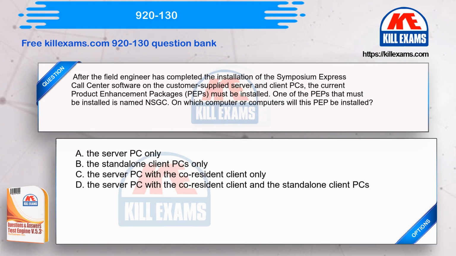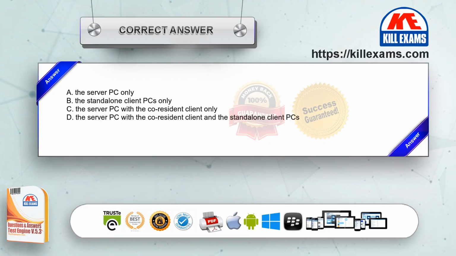Option A. The server PC only. Option B. The standalone client PCs only. Option C. The server PC with the co-resident client only. Option D. The server PC with the co-resident client and the standalone client PCs. The correct answer is option D.